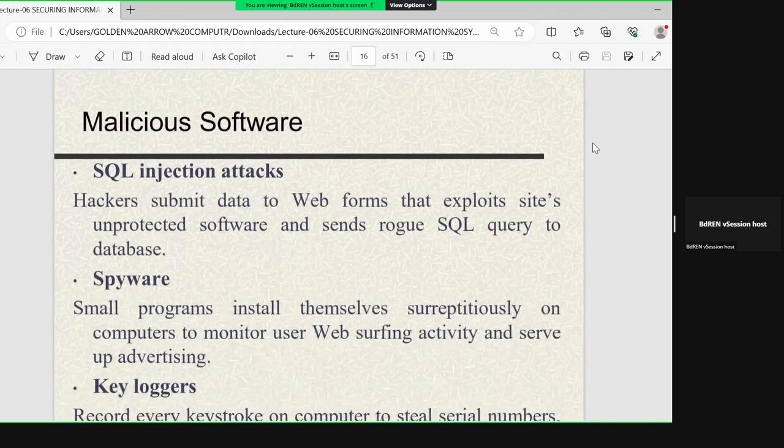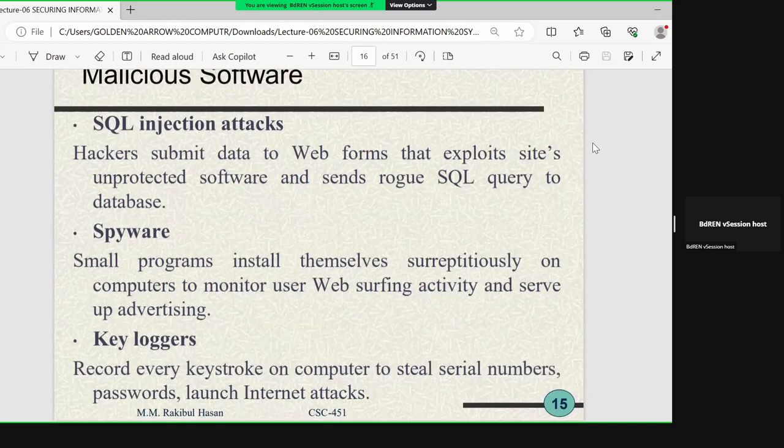Then the SQL injection attack. What is that? Usually when the attacker wants to get access to the database, they use the SQL injection attack. Using the login panel, they inject SQL script, structured query language. When the hacker wants to bypass the admin panel, they inject malicious SQL script through the login panel. That is called injection. Whenever a hacker wants to attack your database, they are going to use this.